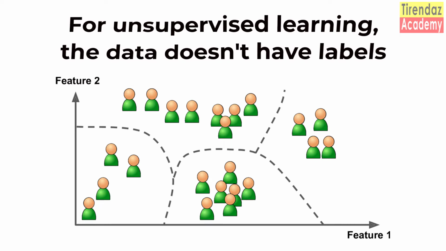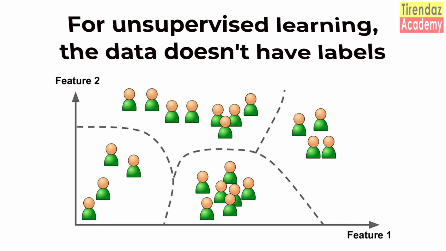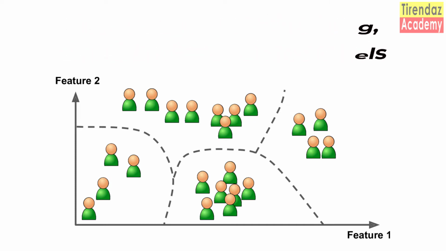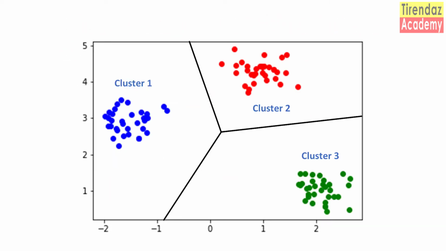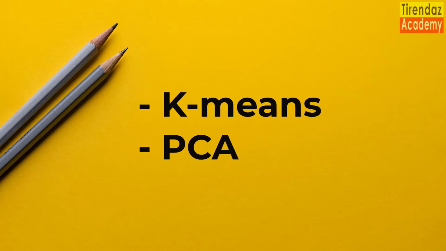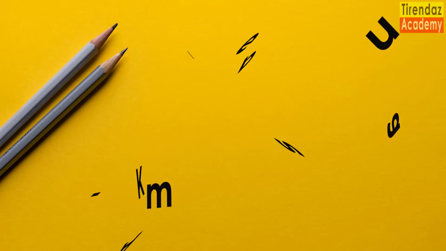Using these algorithms, you can find hidden patterns or group unlabeled data without the need for any tests. Problems such as clustering, reducing the size of data, and finding anomalies can be solved by unsupervised algorithms. The most commonly used algorithms for unsupervised learning are techniques such as k-means and principal component analysis.